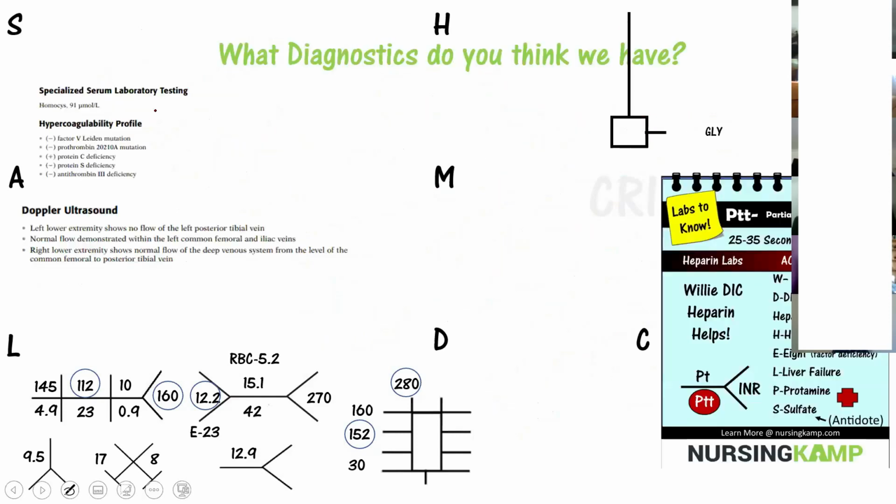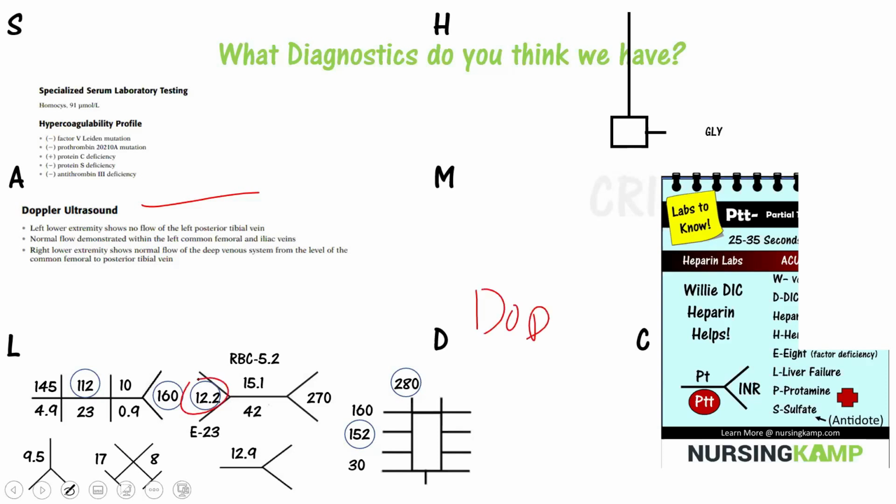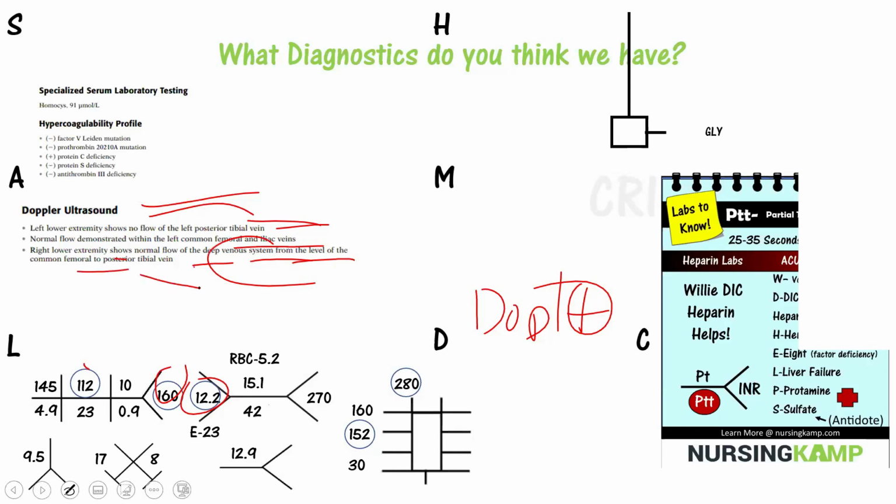All right, moving on. All right, what diagnostics do you think we have? Doppler studies, okay, so Doppler studies. So that makes sense because I was thinking, this information and stuff like that. So no flow to the left tibial vein, okay, so it's definitely positive, normal flow right lower extremities, DVT from the level of the calf. Okay, so positive for DVT on this patient.